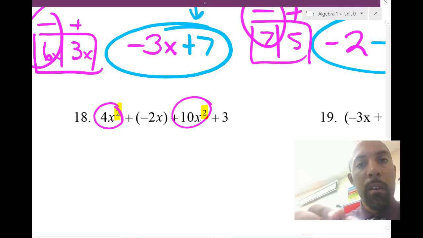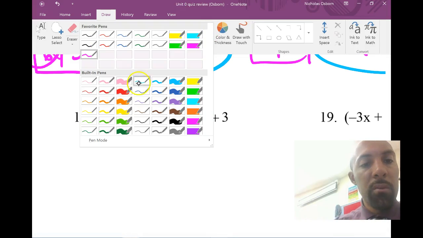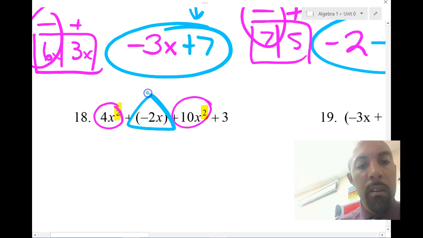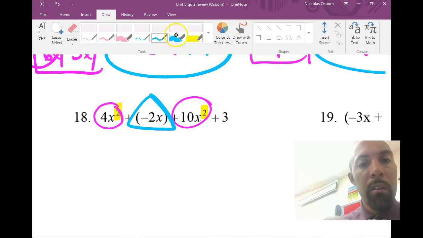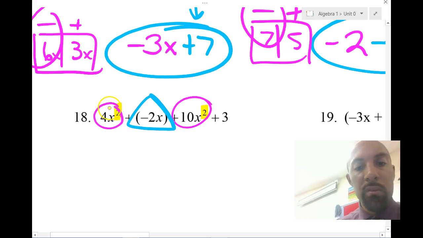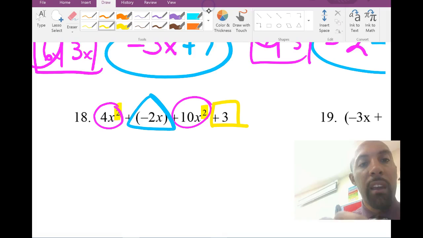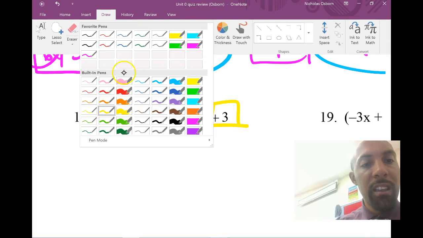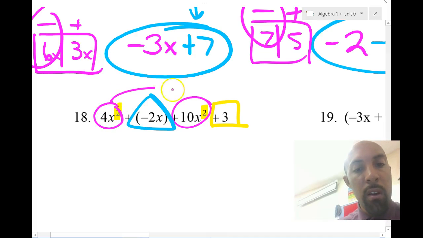This is not the same. So this 2 is going to get a different shape, because that's 2x. Now I need to look for another number with just x. The 3 has no x, so that's a whole other shape. We'll do yellow, let's say square around that one. So those are different. So again, we're only going to put together the ones that are the same. So now the 4 and the 10.